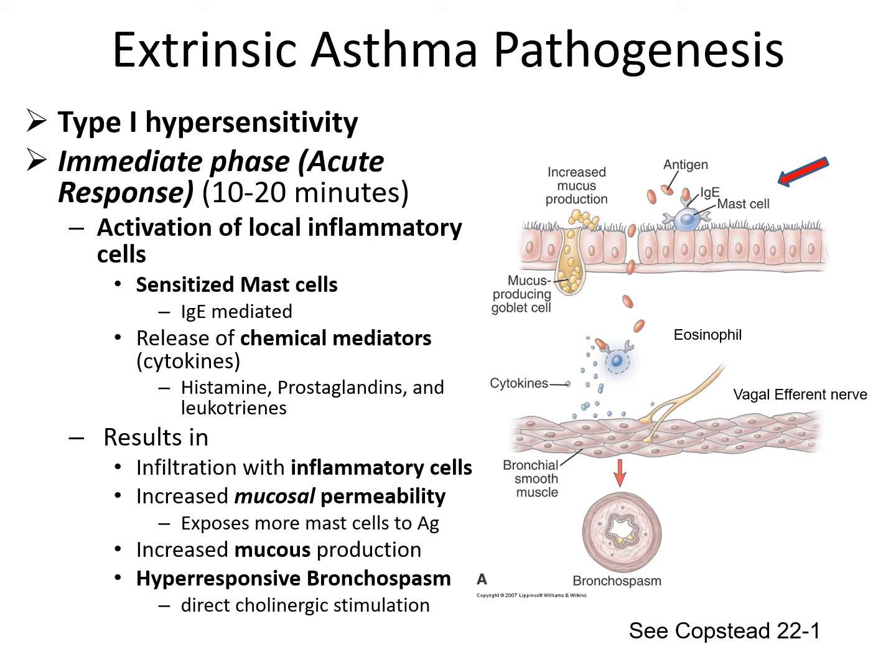So what exactly happens? We have kind of different phases, if you would, that we see in these patients. So when exposed to that extrinsic allergen, we have activation of these local inflammatory cells. So we just talked about the sensitized mast cells that are going to be releasing the histamine and chemical mediators at that point, and other cytokines as well. So histamine is going to be a big one released. We'll have prostaglandins that go in that area.